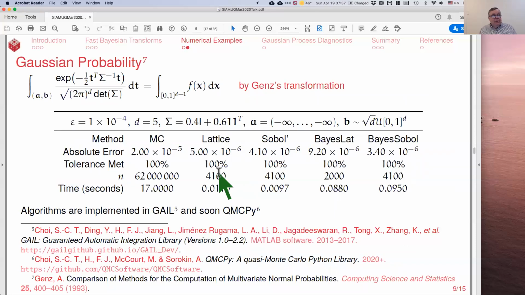Here's another example, Gaussian probability. Again, the Monte Carlo is much slower than the ones dependent on quasi-Monte Carlo or low discrepancy sampling, the ones that use the lattice or the Sobol. Here, this time, the Bayesian lattice is slower. The Bayesian Sobol is slower, which is a pity. That's something that needs to be worked on, but they're both much faster than simple Monte Carlo.